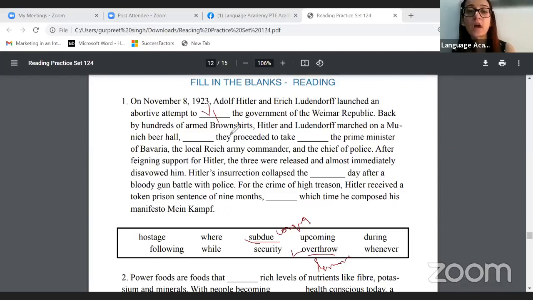Backed by hundreds of armed brown shirts, Hitler and Ludendorff marched on a Munich beer hall, dash they proceeded to take dash the prime minister of the place. So hall would be a place, and for place we don't use while. While is used for time or comparison, or when two things happen at the same time. For places we use where. So they went to this hall where they proceeded to take hostage the prime minister.